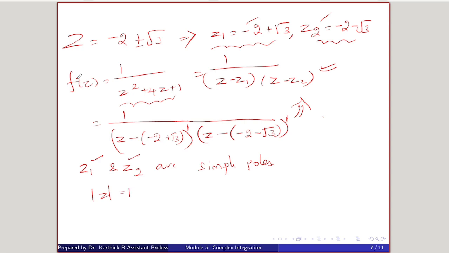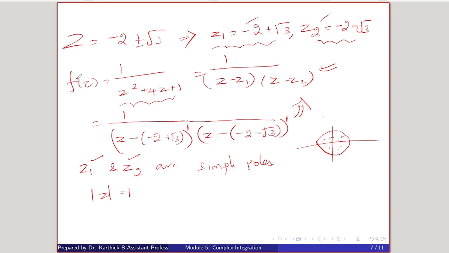After converting all the trigonometric functions to z form, our curve will be mod z equal to 1. So we want to check whether these poles lie inside this circle. Mod z equal to 1 is simply a unit circle. If it lies inside, we will find the residue. If it lies outside, we won't find the residue for it, according to Cauchy theorem.